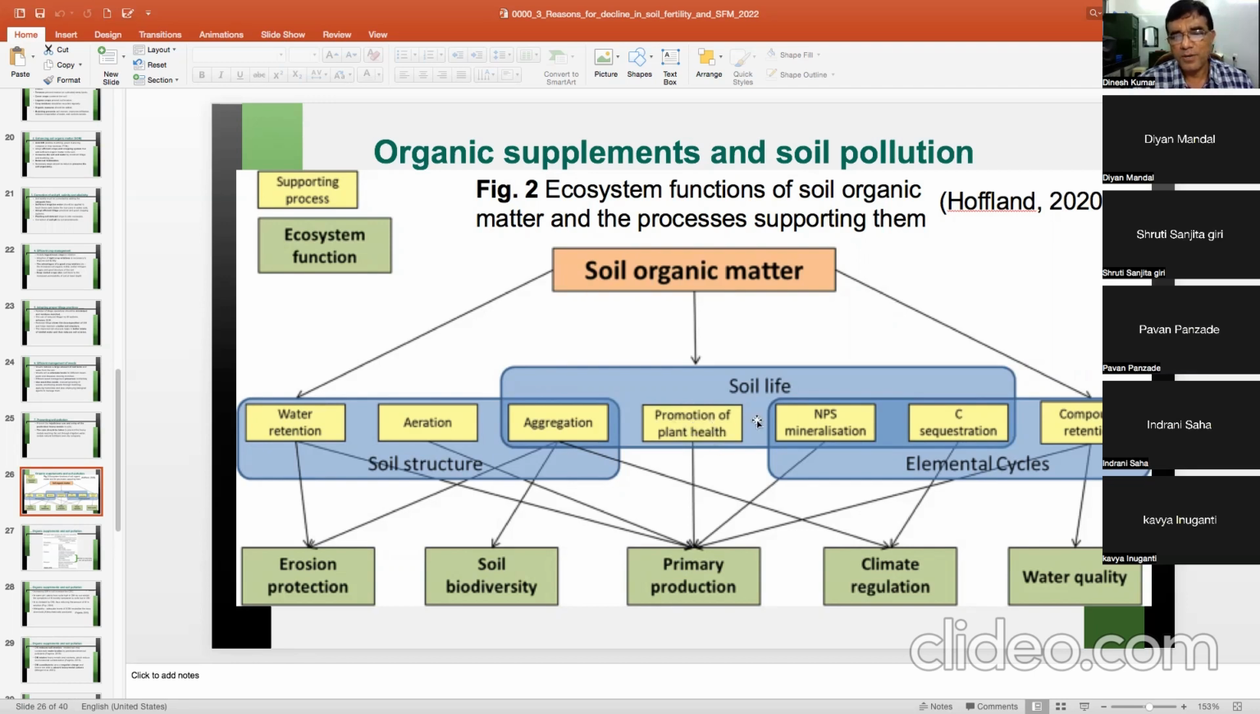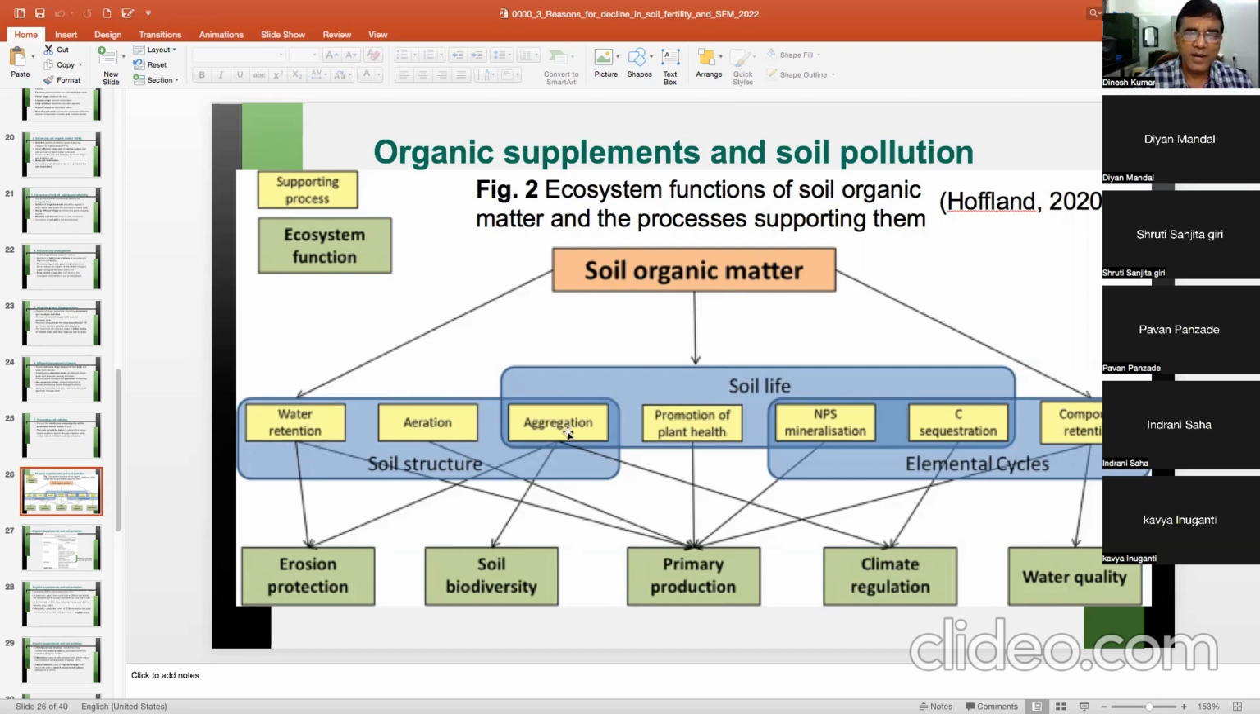So promotion of plant growth, NPS mineralization. Mineralization of organic matter will give you nitrogen, phosphorus, sulfur, and other minerals. Carbon sequestration can also happen, and compound retention. It can directly retain certain compounds. So you can see a lot of interaction is happening. I can explain it, but it will take a lot of time to explain these interactions. You can see the arrows.